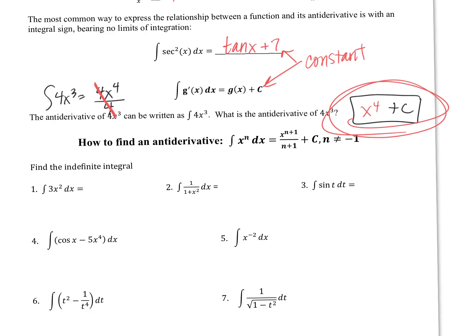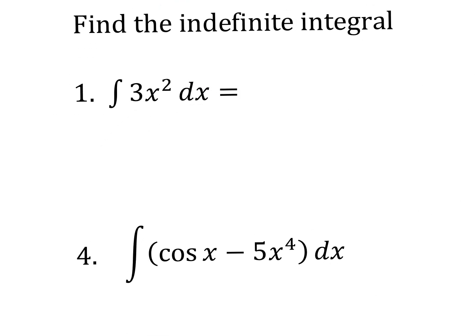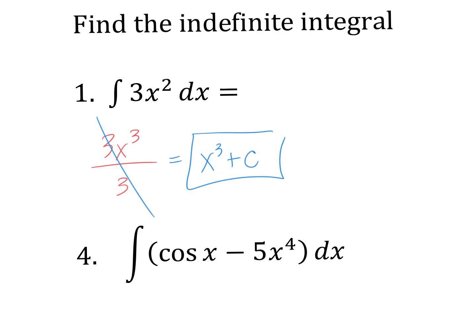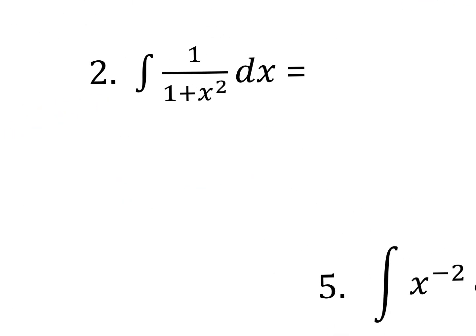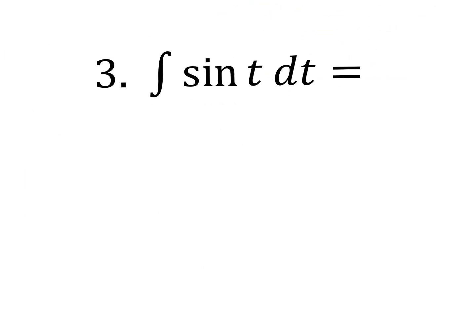Okay, so antiderivative of 3x squared would become 3x to the, add 1 to the exponent, third, divide by that new exponent, 3. Anything cancel? So I'd be left with x cubed. Don't forget your plus c. Okay, we're going to come back to it.